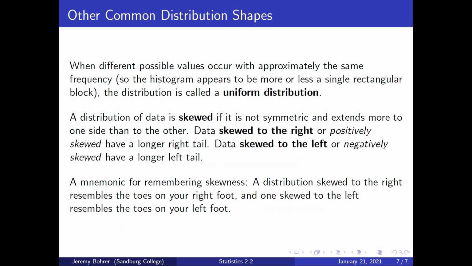A distribution of data is skewed if it is not symmetric and extends more to one side than the other. Data skewed to the right, or positively skewed, have a longer right tail. Data skewed to the left, or negatively skewed, have a longer left tail. A mnemonic for remembering skewness: a distribution skewed to the right resembles the toes on your right foot, and one skewed to the left resembles the toes on your left foot.